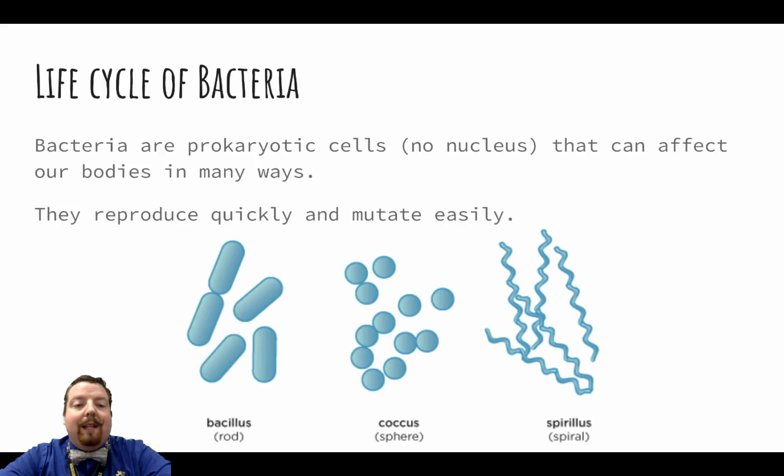First off, let's talk about the life cycle of bacteria. Bacteria are prokaryotic cells, which means they don't have a nucleus, and they can affect our bodies in many ways. They reproduce quickly and they mutate easily. There are three basic shapes to bacteria. We can have the bacillus, which looks like a rod, the coccus, which looks like a sphere, or the spirillus, which is a spiral shape.